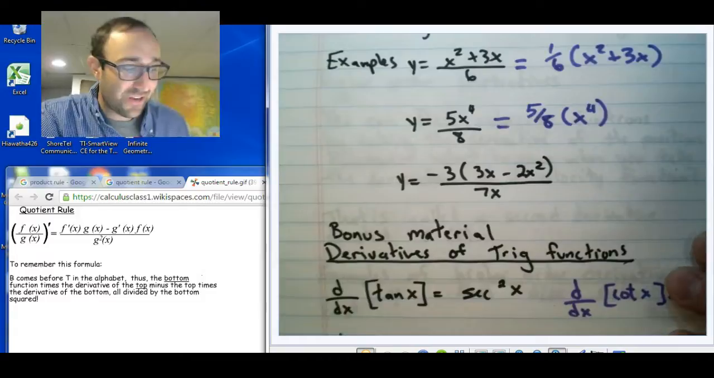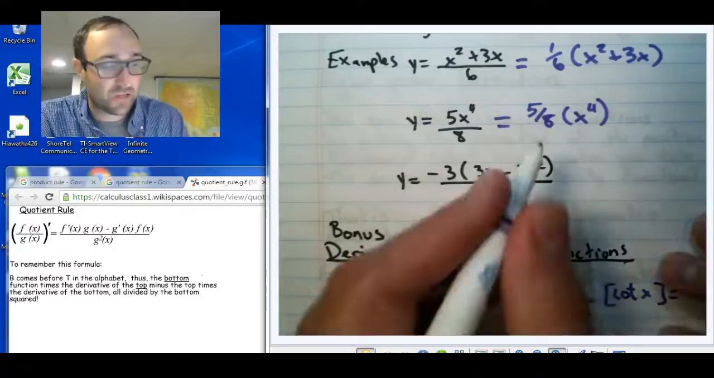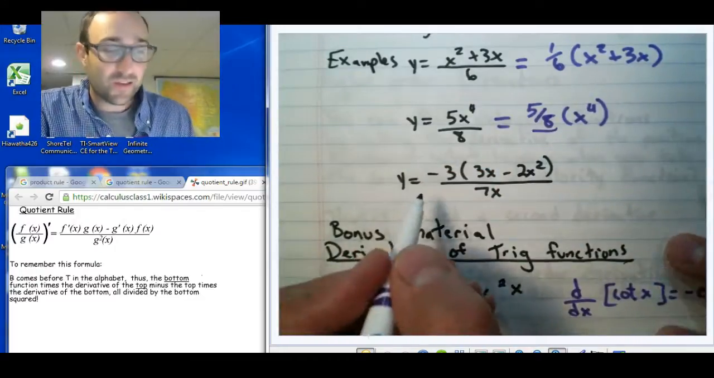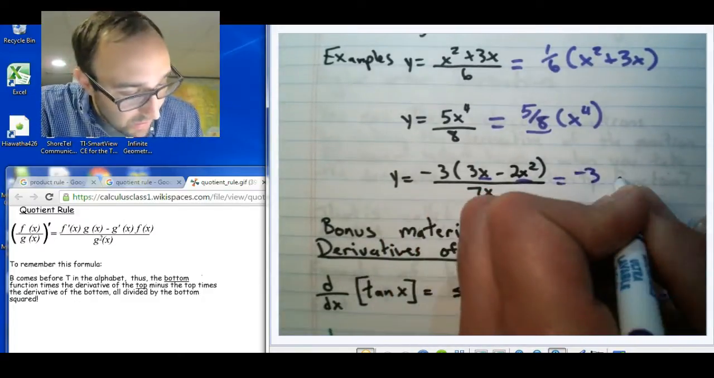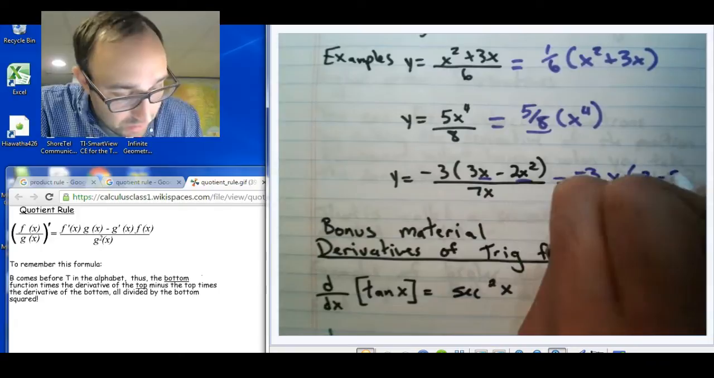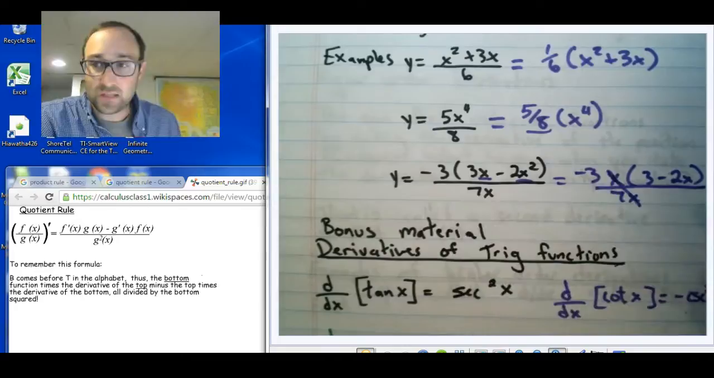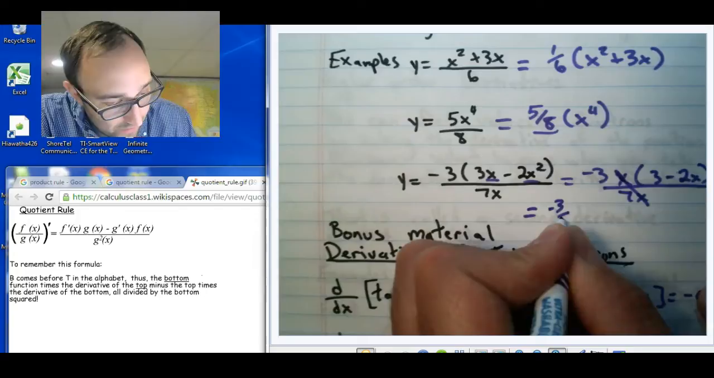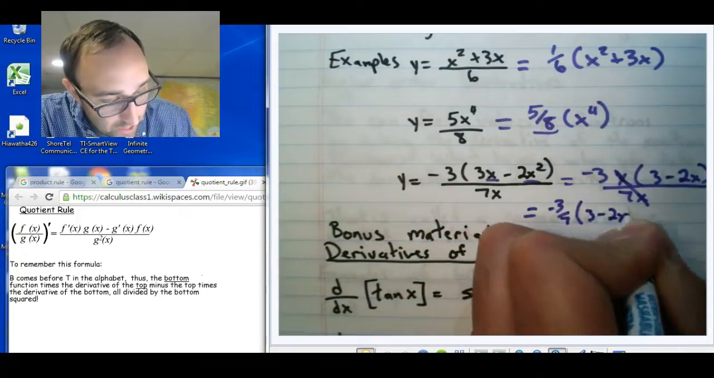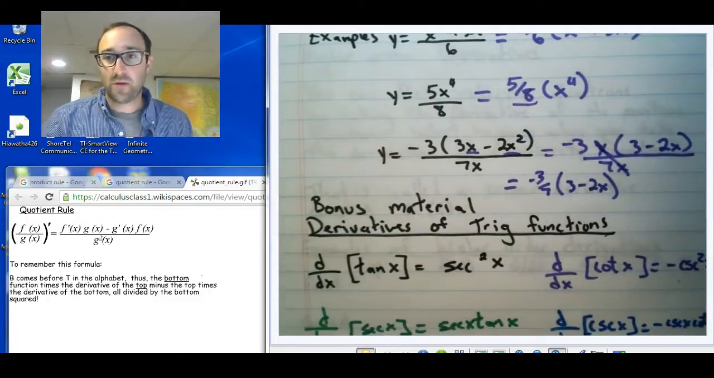Alright, this next one you look at and say, well, I have to use the quotient rule. I've got a 7x, so I can't just say there's a constant out in front, because that's not a constant anymore. But if you look, can I factor this out? They both have an x. This would be the same as negative x times (3 minus 2x), all over 7x. The x's will cancel out, so on this one y is going to equal negative 3/7 times (3 minus 2x), and then you can do the same derivative rules that you have been doing this whole time.